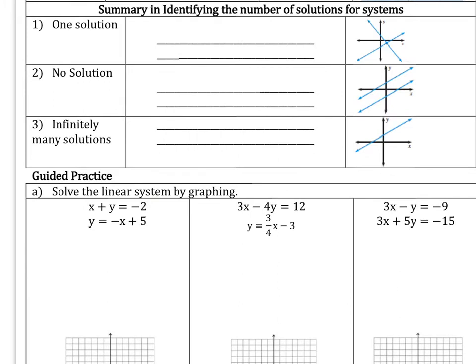So I'm going to summarize this again. For one solution, the lines intersect for the system, and the lines have different slopes.